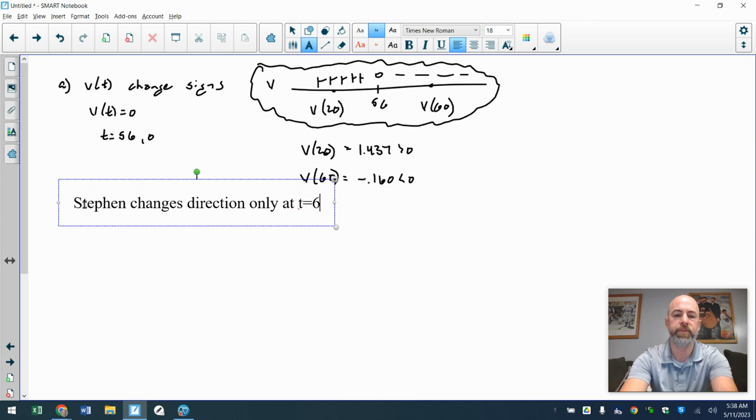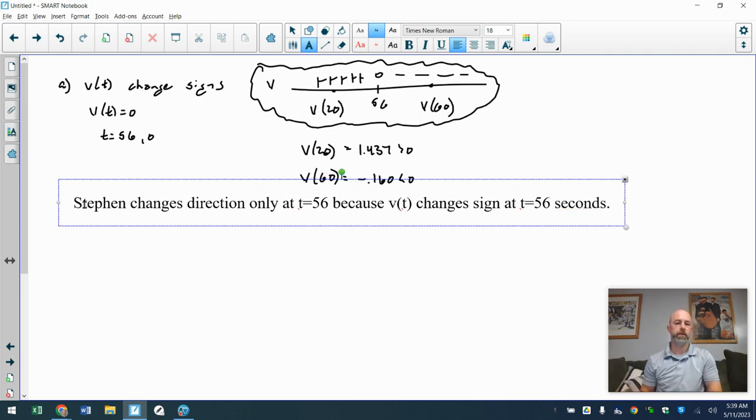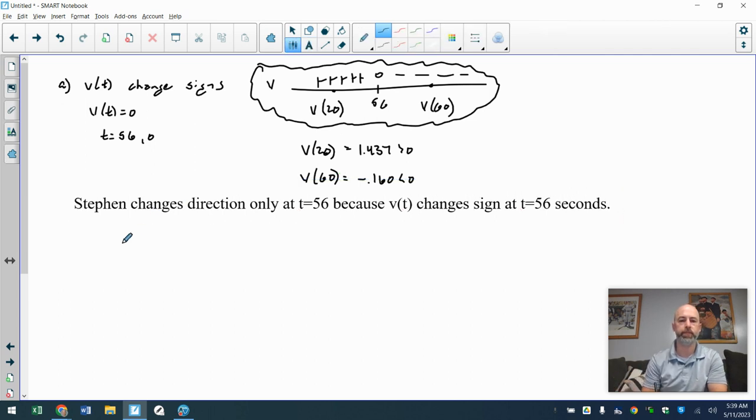At t equals 56, because velocity v of t changes sign at t equals 56. And I guess I'll say seconds. Here we go, and there's your answer for A. Pretty nice question. Let's go on to B.